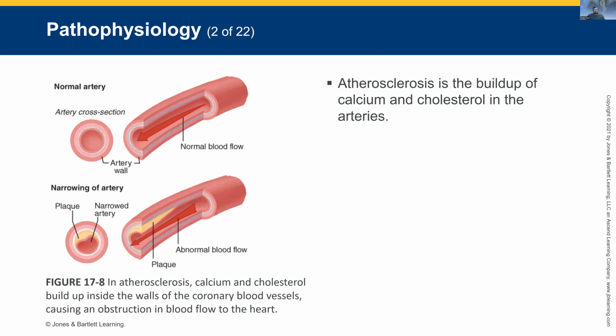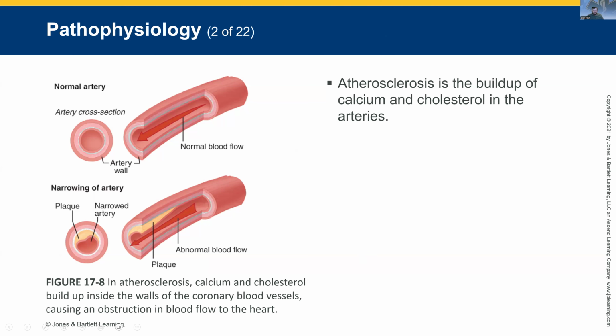Atherosclerosis is a disorder in which calcium and cholesterol build up and form plaque inside the walls of the blood vessels. It can cause complete occlusion or blockage of the coronary artery and other arteries in the body. Fatty material accumulates as a person ages, resulting in the narrowing of the lumen. The inner wall of the arteries becomes rough and brittle, so it's hardening of the arteries.